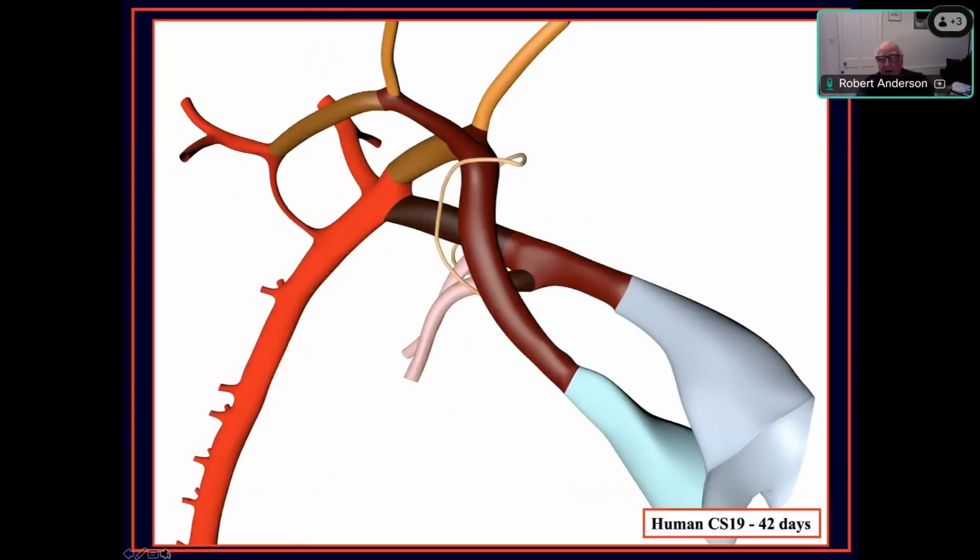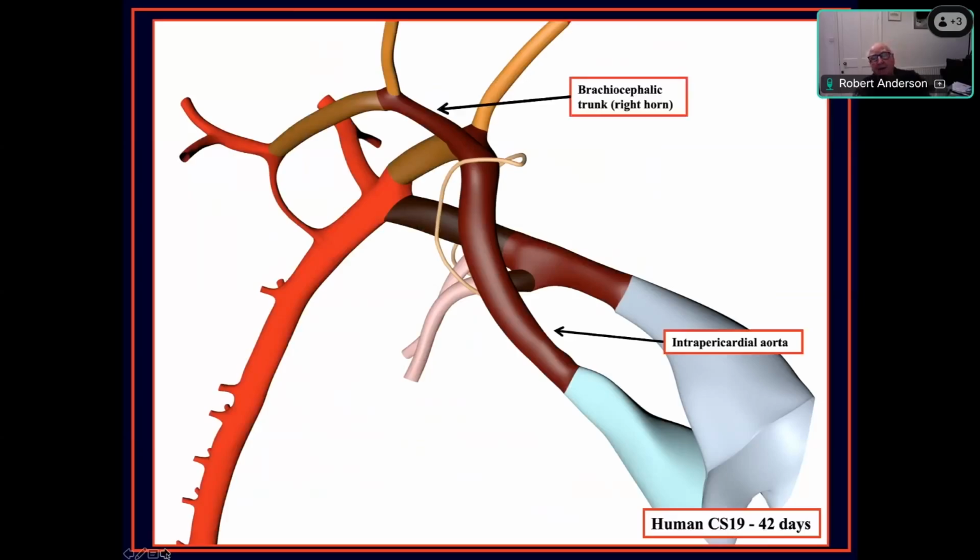So let's move on again. Another stage. Now we are at the beginning of the 7th week of development. I'm showing it to you now from the right side. So I hope you will recognize the intrapericardial aorta. As it exits the pericardium, it gives rise on the right side to what was the right horn of the aortic sac.